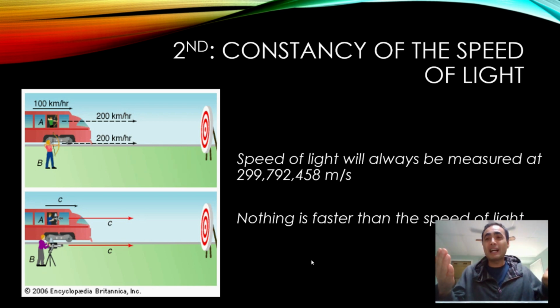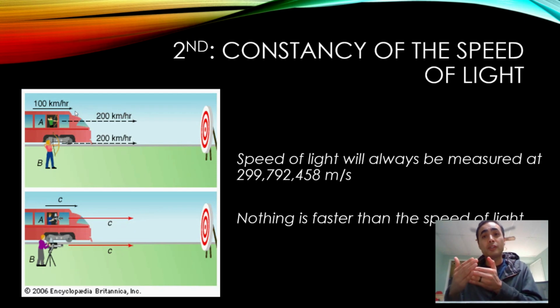So now I want to talk about this constancy of the speed of light. We see this archer here in this first picture. Archer B shoots an arrow at 200 kilometers an hour. Then we see this person in the train who's also an archer. The person in the train is going 100 kilometers an hour and he shoots an arrow at 200 kilometers an hour. If we look at Archer B's arrow, it's going to look like it's going 200 kilometers an hour. However, if this person shoots it in the train, this arrow is now going to look like it's going 300 kilometers an hour, because we have to add the 200 with the 100.